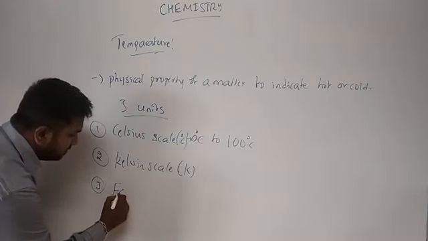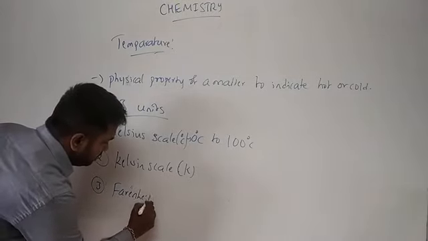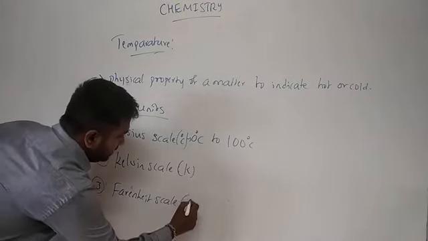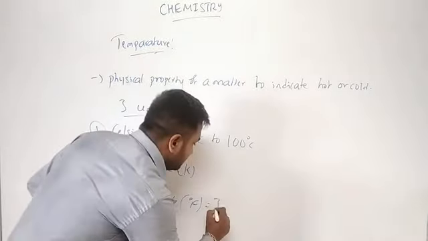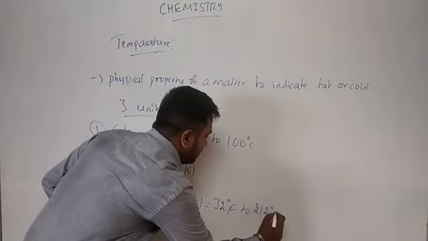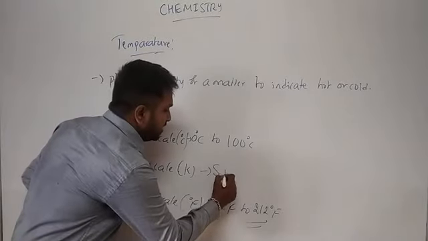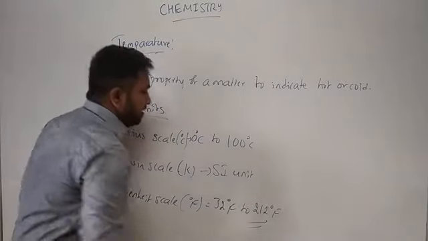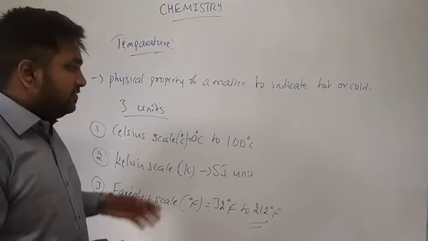And the last one, the Fahrenheit scale, is indicated by degree F, and it goes from 32 degree Fahrenheit to 212 degree Fahrenheit. So in this, Kelvin is the SI unit, which is represented by K. We have studied this in our previous classes.